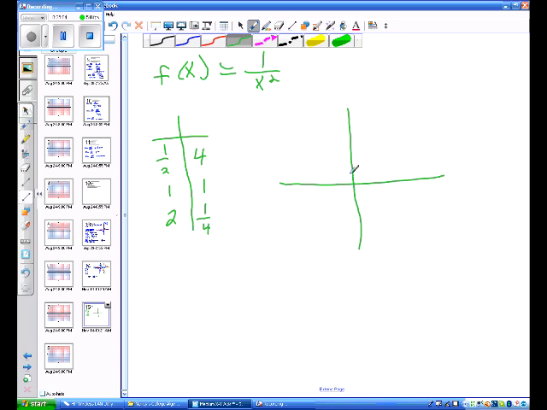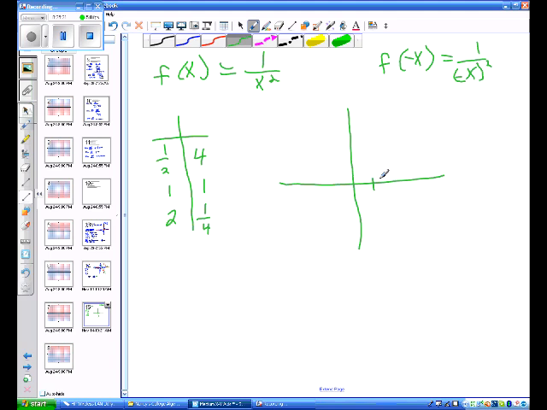And so our graph, now, this one is not symmetrical about the origin. It's symmetrical about the y-axis, because if we substitute in negative x, we have 1 over negative x squared, which would give us 1 over x squared. We get the same function. So this has y-axis symmetry.